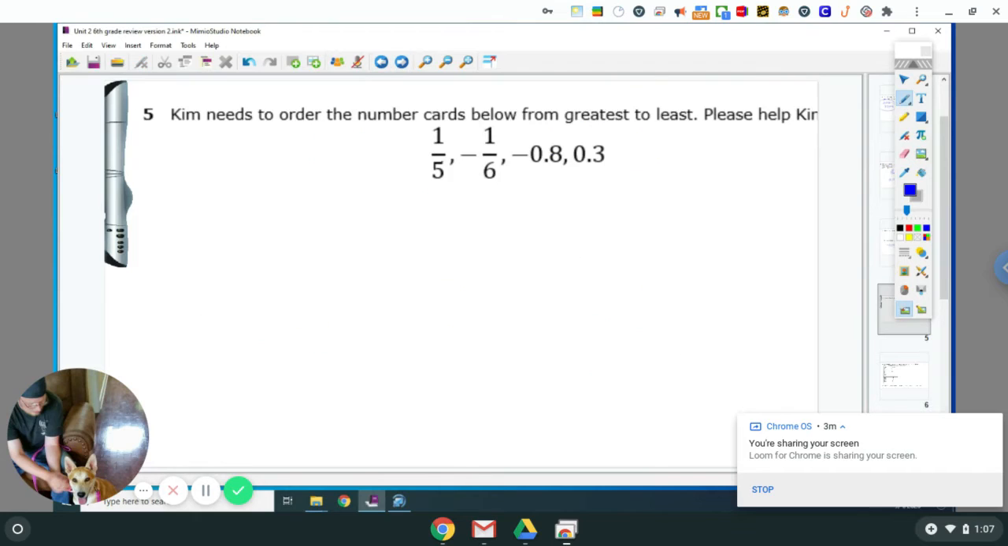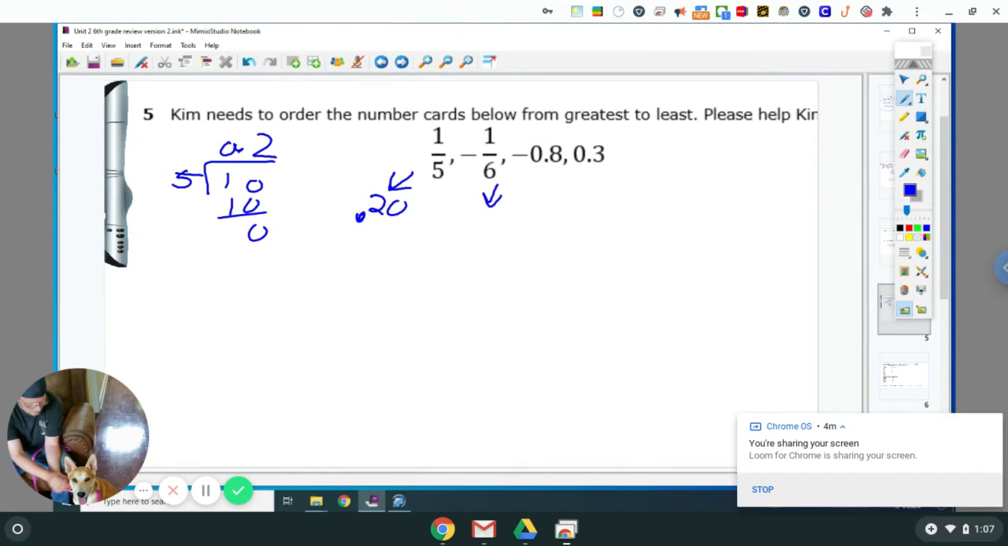Okay, next one. Kim needs to order the number cards below from greatest to least. Please help Kim. Okay, so greatest to least, I want my greatest number. First, I'm going to change these to decimals. 1/5 is just 0.10. Or, excuse me, no it's not. It's 0.20. And the reason why, I'll show you since I messed up. 5 goes into 10 2 times. So it'd be 0.20 or 0.2.